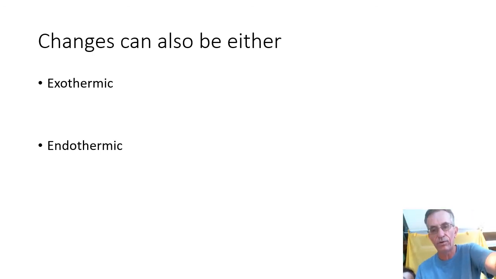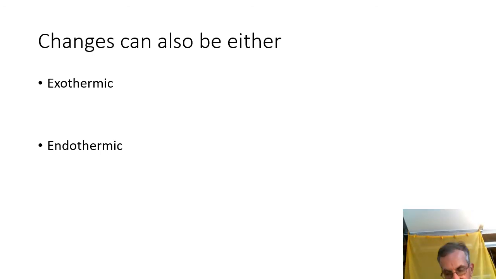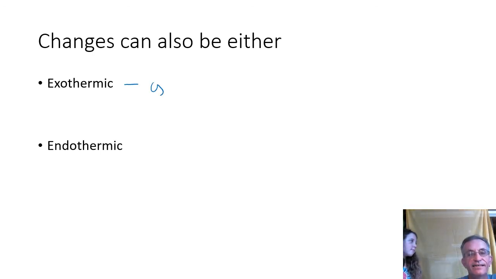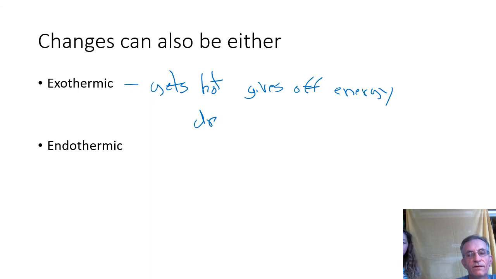All right, so processes. Some processes are exothermic. Let me point this. Exothermic is just a process that gets hot. Another way of saying that is it gives off energy. That was like the Drano with water.